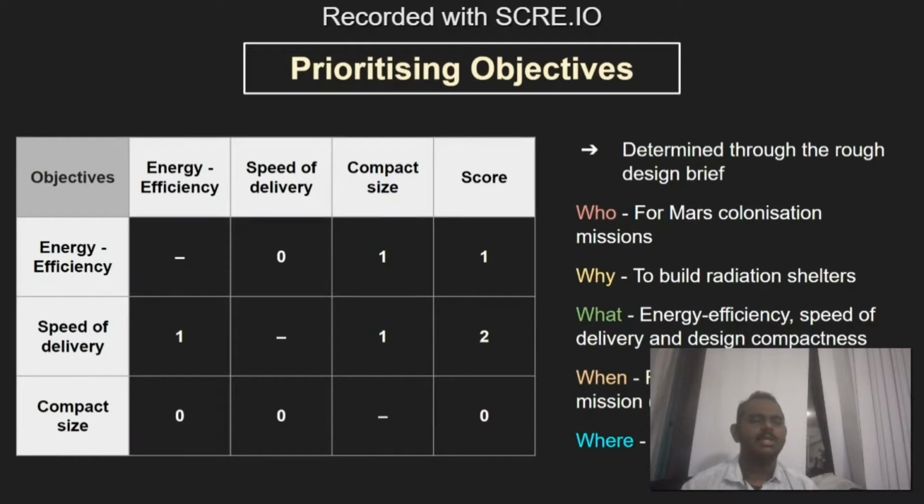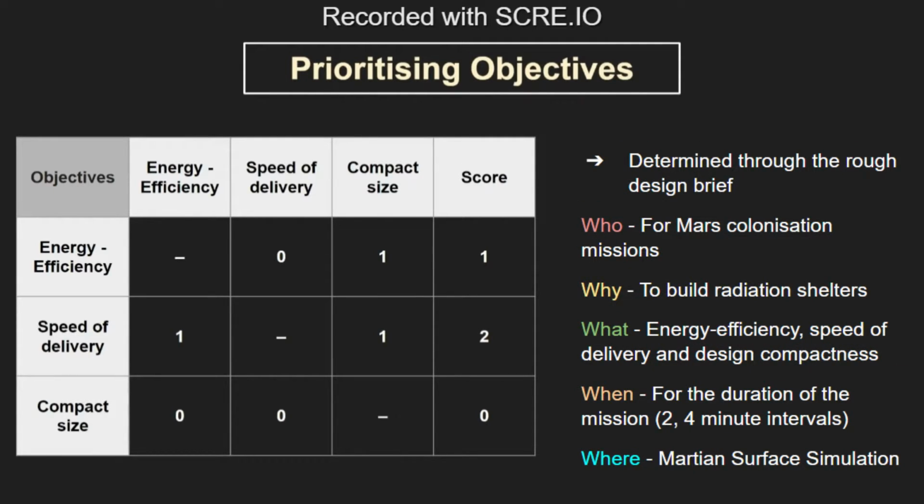The initial development of the design statement involved clearly defining the objectives and constraints of the design, which is basically analyzing the design brief provided, which is generally more ambiguous, through different lenses, and this involves considering the who, the why, the what, when, and where. Where is it going to be used, what are the key specifications mentioned, and when is it going to be used, for how long.